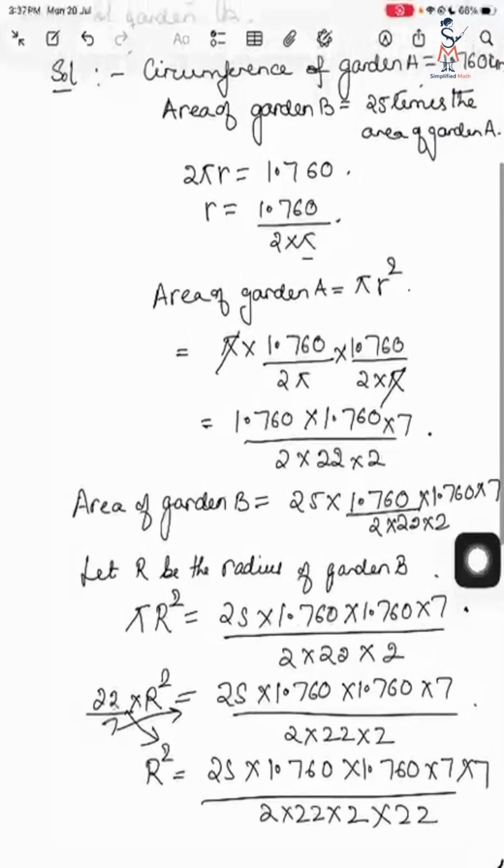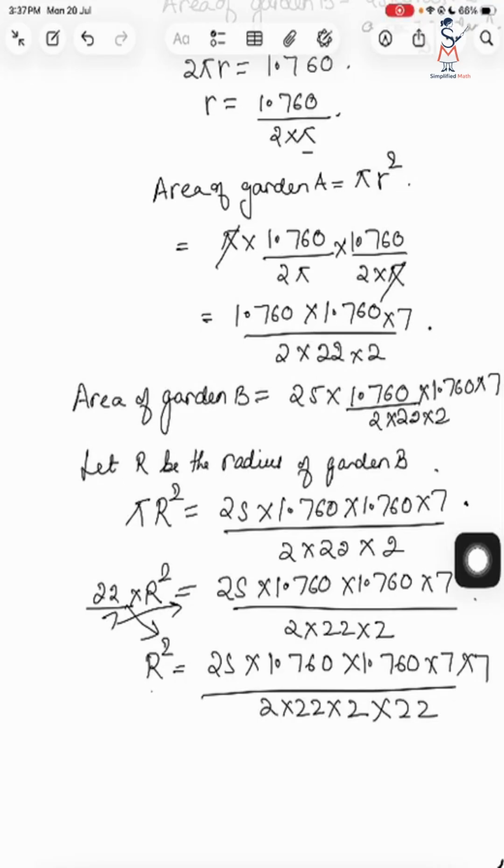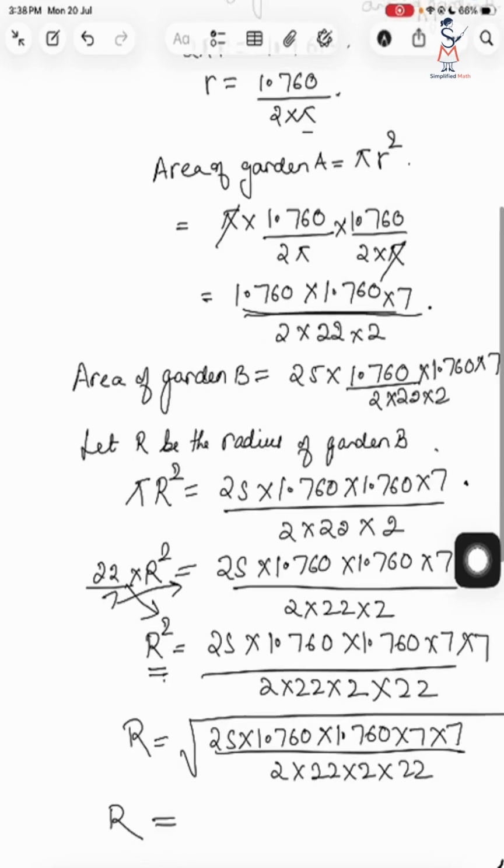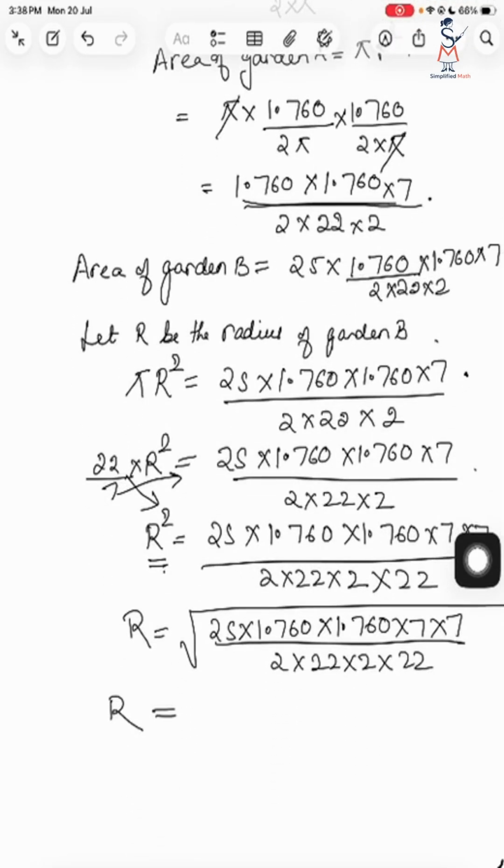Now why didn't I multiply? Because I was sure that I will have to find the square root of the whole thing to get the value of r. So no need to multiply over here, just leave it like this only. So r is the square root of all this number: 25 into 1.760 into 1.760 into 7 into 7, 2 into 2, 22 into 2 into 22. So we know when we find the square root, out of a pair we take only one number. So these are the pairs.